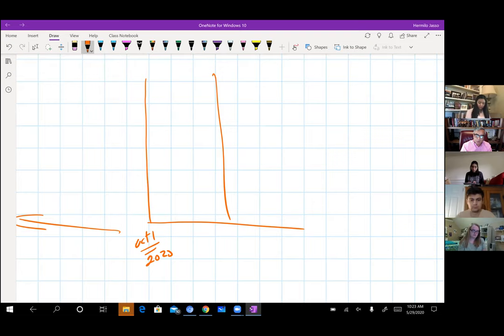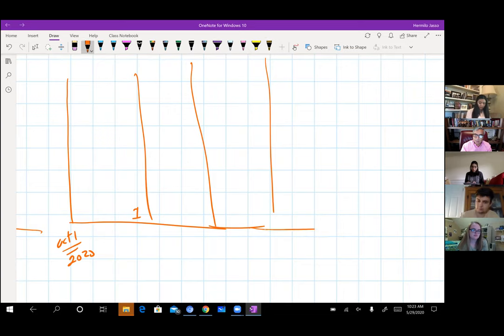October, November, December, that's quarter number one. Then quarter number two is January, February, and March. And we are now in quarter number three, which is April, May, June. And then quarter number four is July, August, and September. So the year is divided into four quarters.